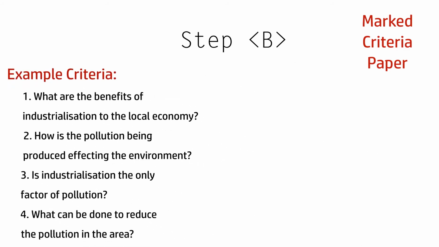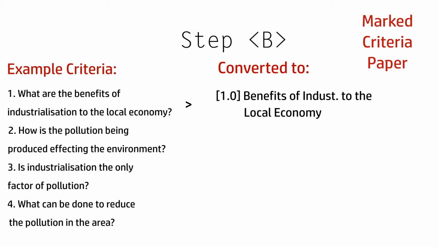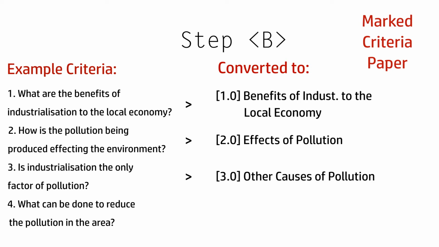If you are writing a report, then you will need headings in the body segment of your work. You can simply reword and shorten the sentences here to create terms that can be used for headings. Like for example, you can shorten the first criteria and turn it into the heading 1. Benefits of industrialization to the local economy. The second heading can be effects of pollution. The third heading can be other causes of pollution, and explore the different causes of pollution within that heading. And the fourth criteria can be carried out in your recommendations section.